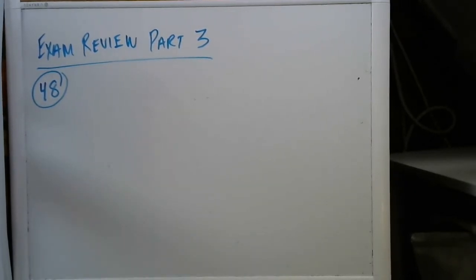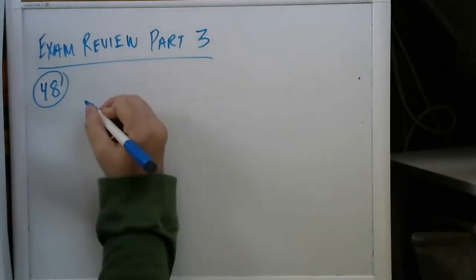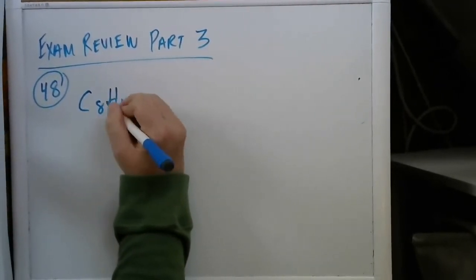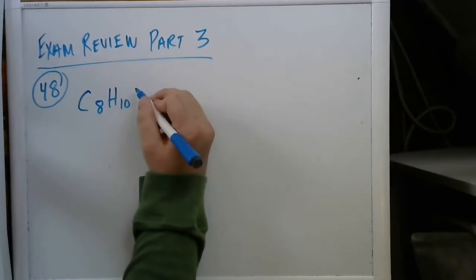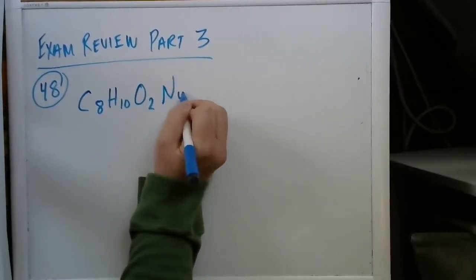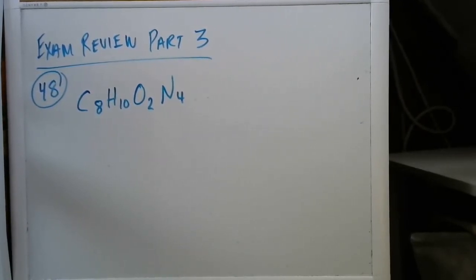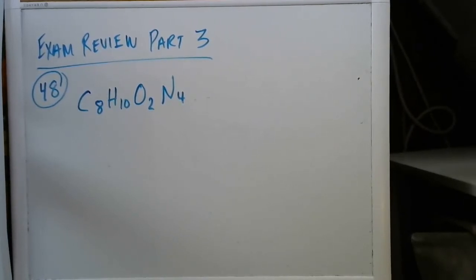Okay. So this number 48, which of the following statements about caffeine, whose formula is C8H10O2N4, which statement is not correct? So let's look through statement by statement. Four molecules of caffeine have a mass of 776 grams.